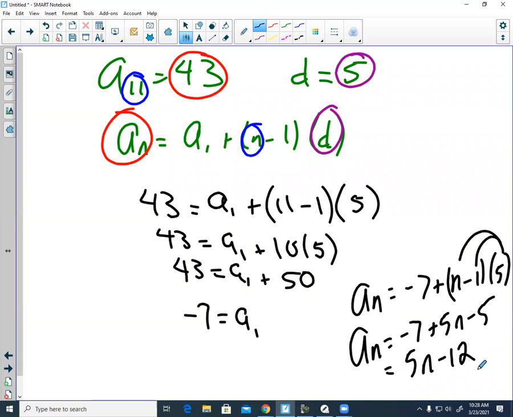Okay, so it's one type of pattern every single time, one type of equation every single time. It should be a pretty straightforward idea.